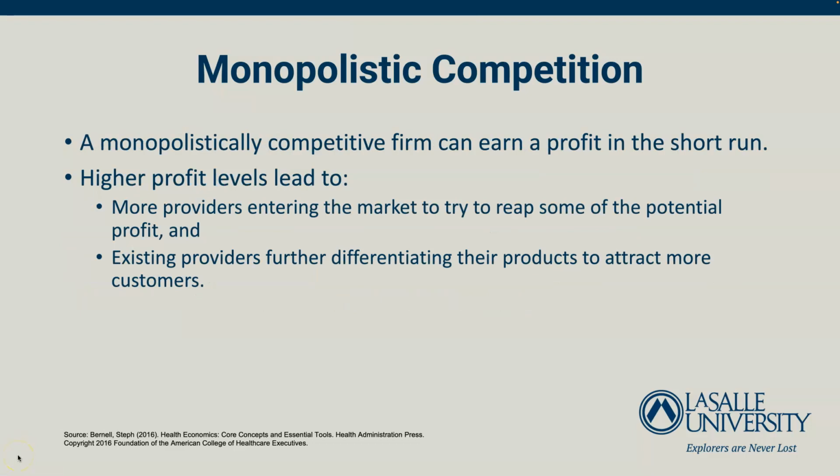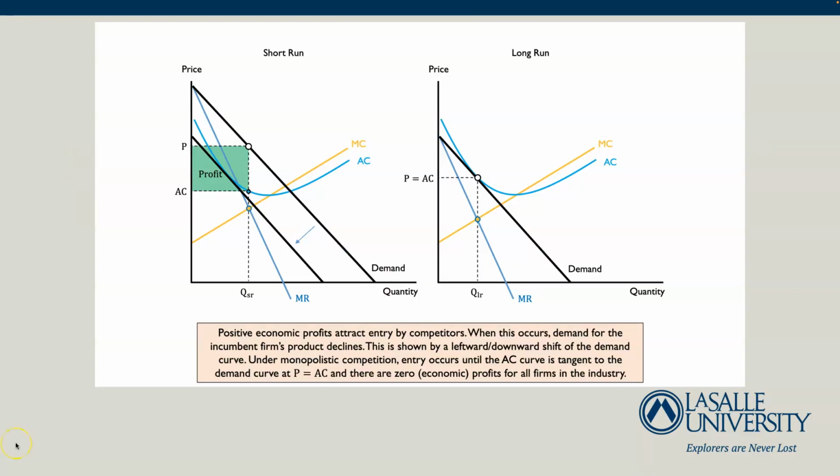Under monopolistic competition, firms can earn profits in the short run. However, higher profit levels lead to more providers entering the market to try to reach some of the potential profit, and existing providers further differentiating their products to attract more customers. So here we have a downward sloping demand facing the provider on the part of its existing patients, for instance. And they would also be facing a downward sloping marginal revenue line.